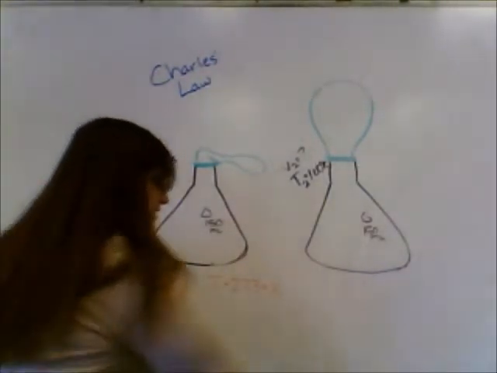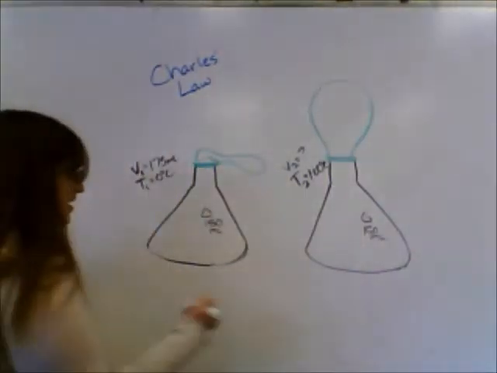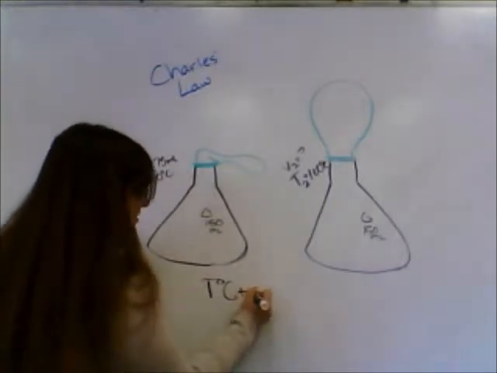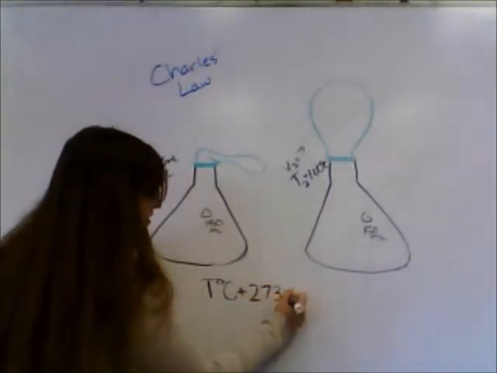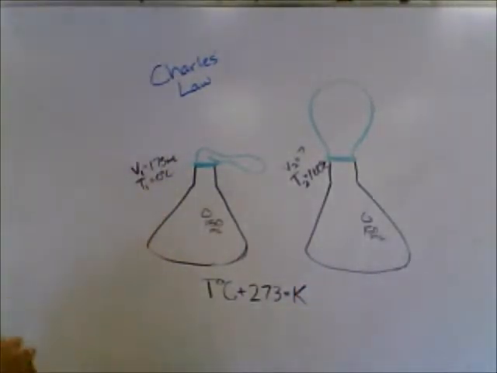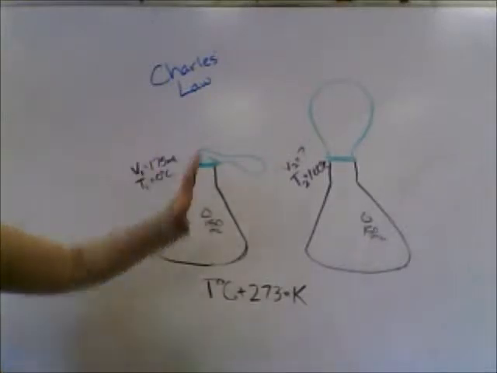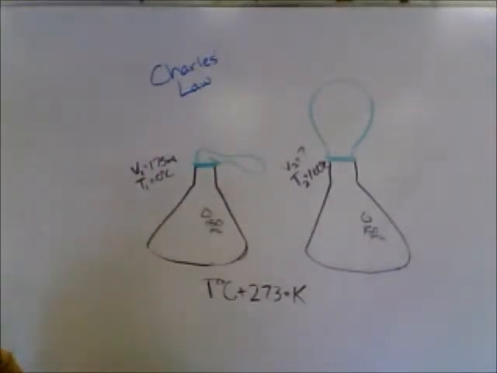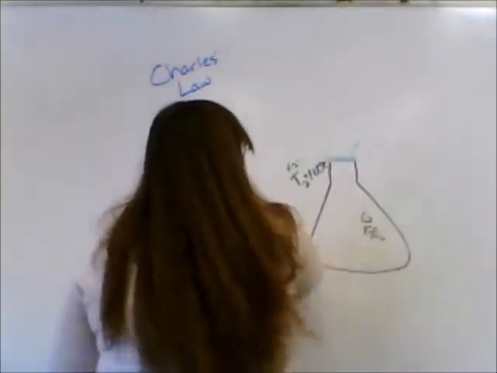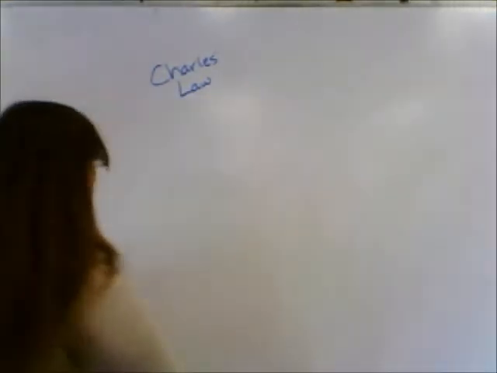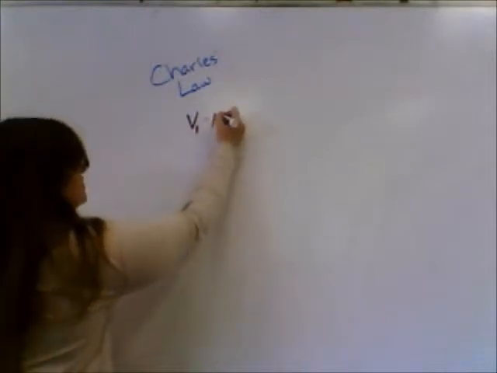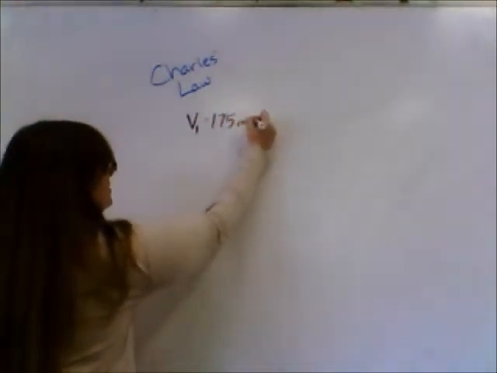You can't really read that, so we're going to rewrite that bigger. Our temperature in degrees Celsius plus 273 equals Kelvin. Okay? So here's what we are going to do. We are going to erase all this, and I'm going to write down our volumes, and we will use this space for our equations. Like I said, we are going to be starting off with a volume of 175 milliliters.